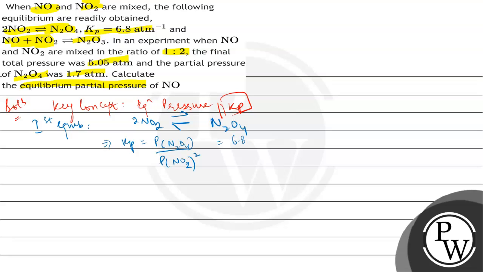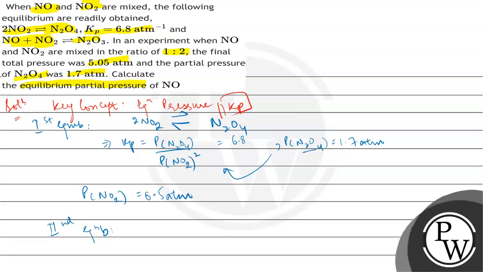Also, the partial pressure of N2O4 is given as 1.7 atm. Now, if you put the value of partial pressure of N2O4 in this equation, you can calculate the partial pressure of NO2, which is 0.5 atm. Also, now let's see the second equilibrium.